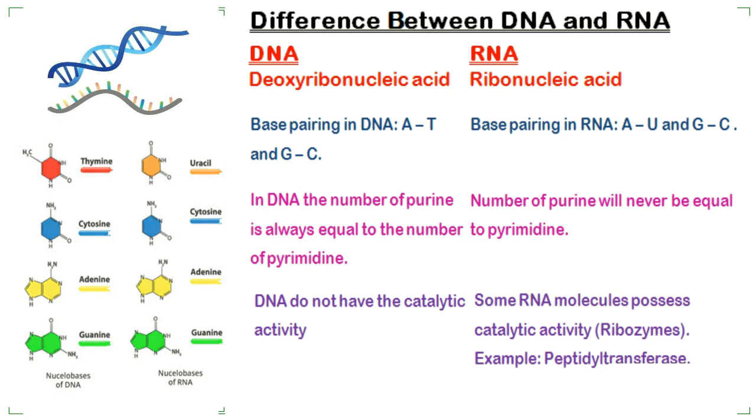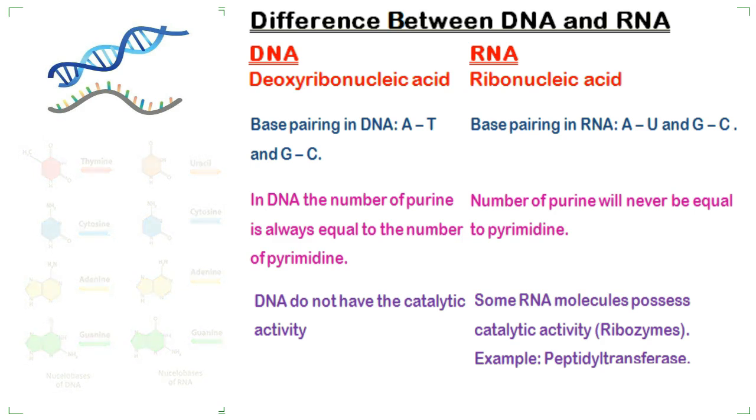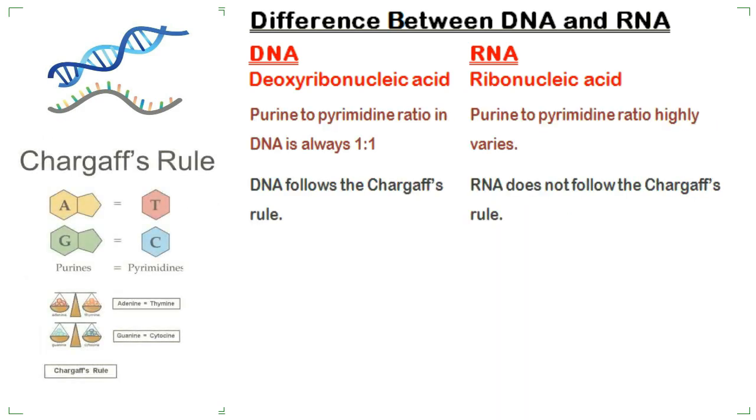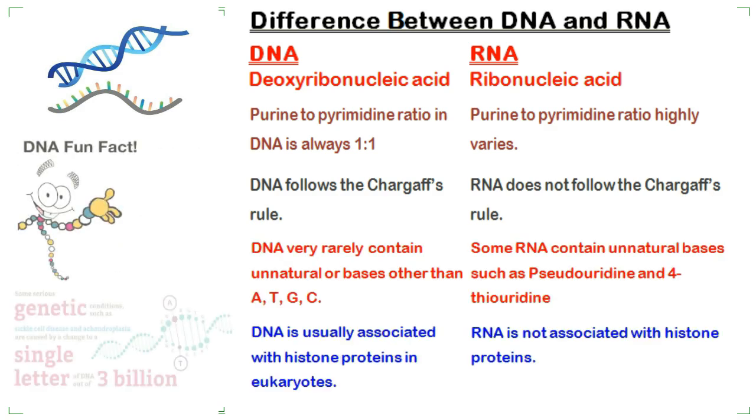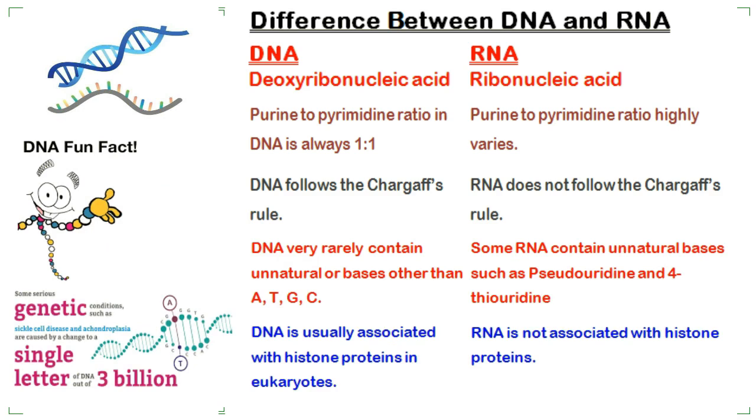DNA does not have the catalytic activity, while some RNA molecules show the catalytic activity. Purine to pyrimidine ratio in DNA is always equal, while in RNA purine to pyrimidine ratio highly varies. DNA follows Chargaff's rule, while RNA does not follow Chargaff's rule. DNA very rarely contains unnatural bases, or bases other than A, T, G, C, while some RNA contain unnatural bases.